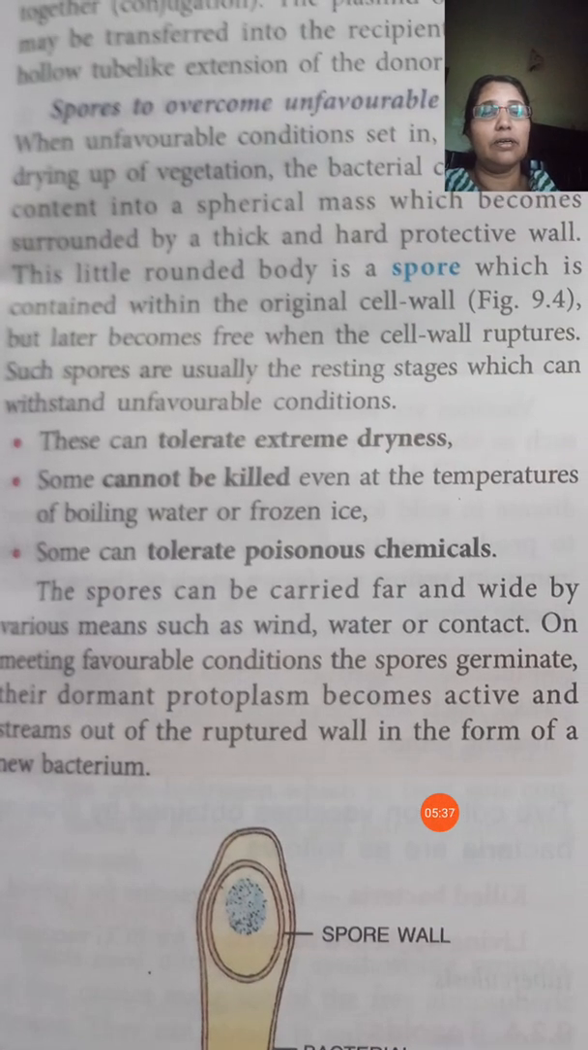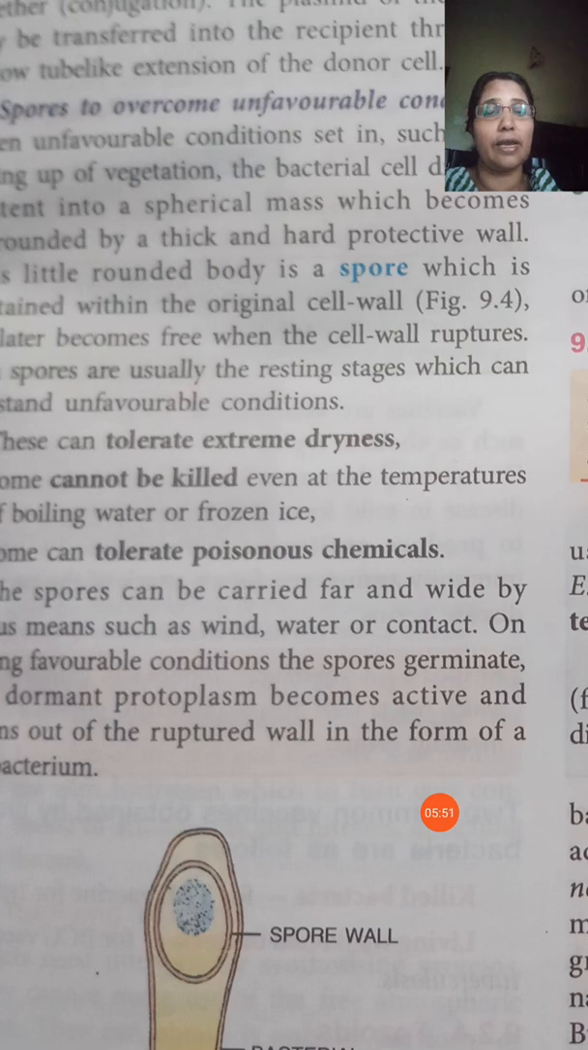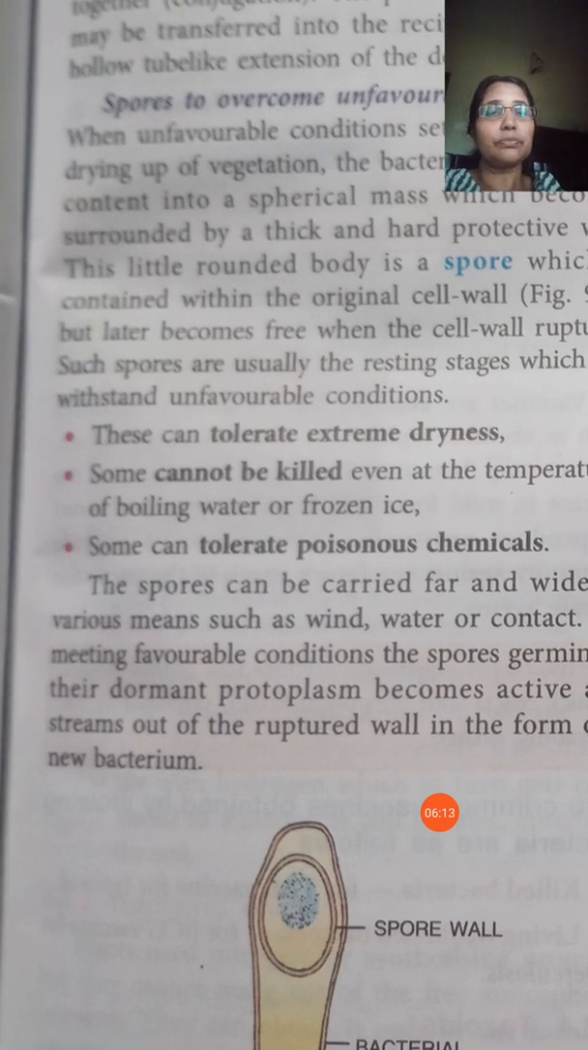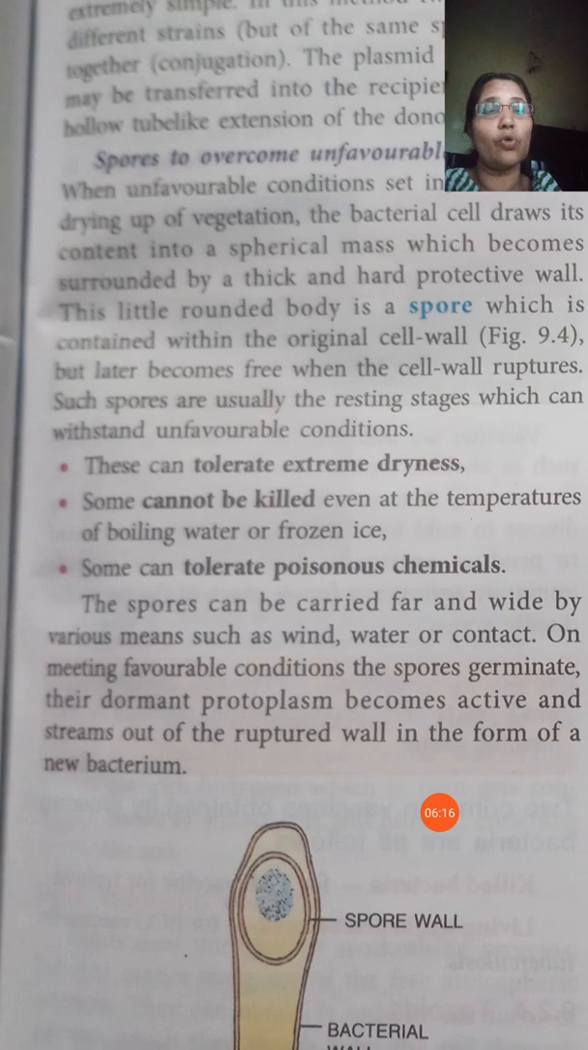Here certain facts about that are given as points. You see, these can tolerate extreme dryness, and some cannot be killed even at the temperature of boiling water or frozen ice. Sometimes we may drink boiled water. We may boil water to kill the bacteria present in it, but you must understand that the bacterial spore can survive even the temperature of boiling water or frozen ice.